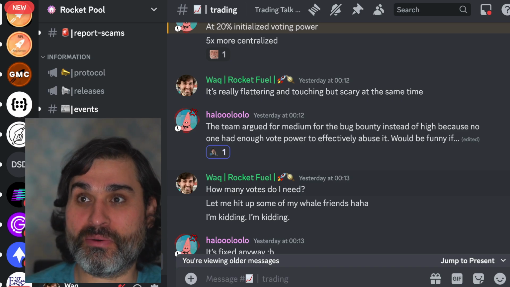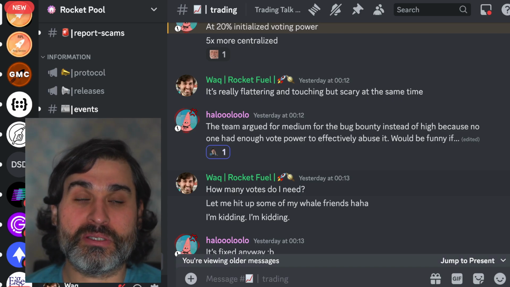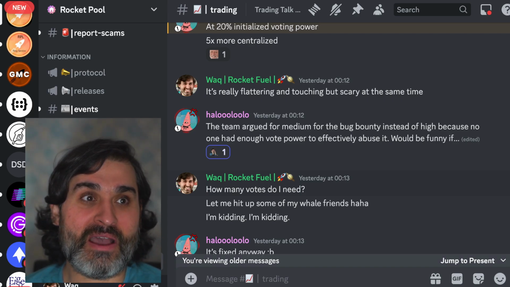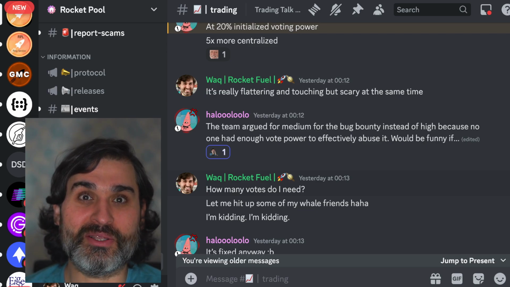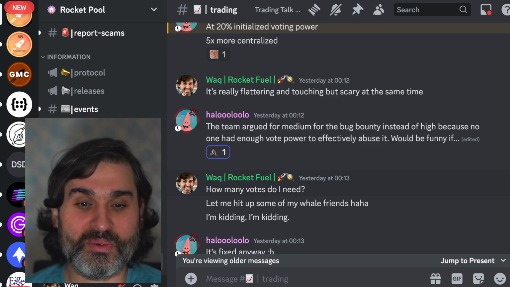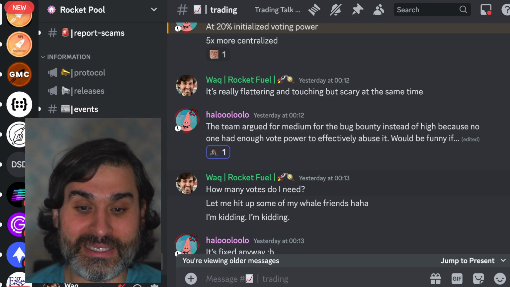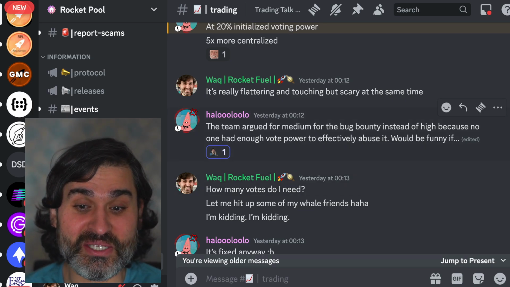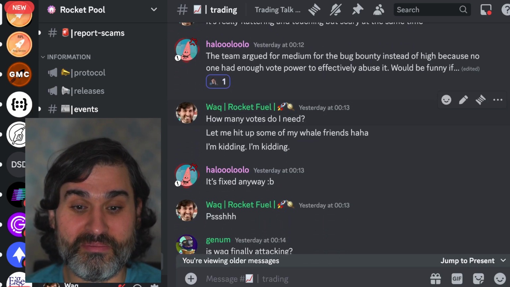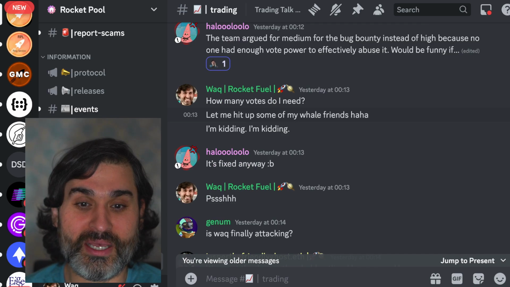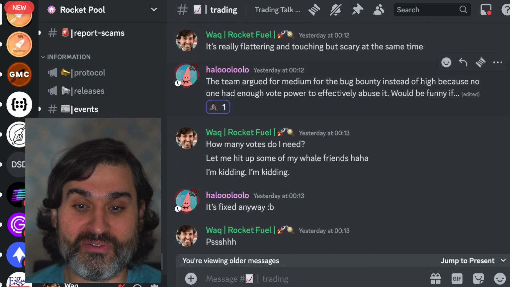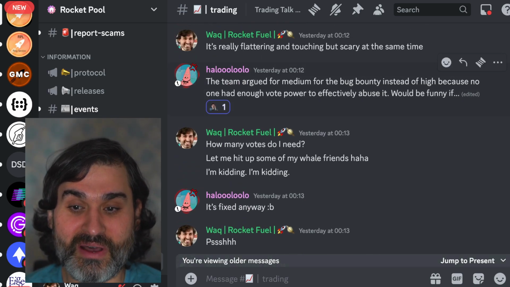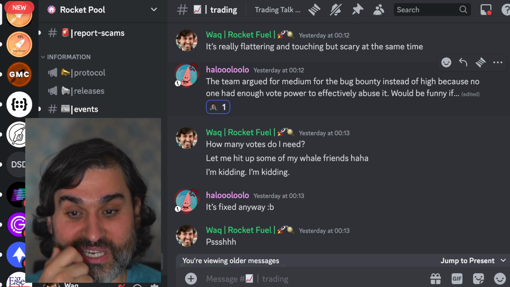That means, like, if there were 5 of me, we could probably push through votes on Rocket Pool about whatever we wanted, and that's kind of terrifying. So please don't do that. Halulu says the team argued for medium for the bug bounty instead of high because no one had enough vote power to effectively abuse it.